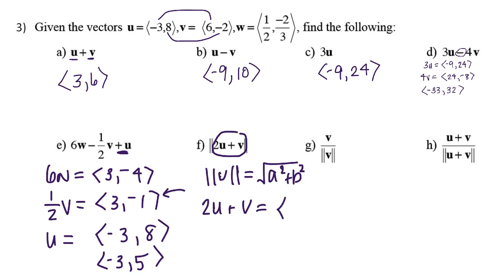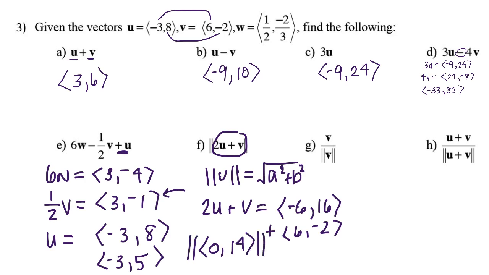Well, let's see, 2u, so that's going to give me -6, 16. And then I need to add v to that. So vector v is going to be, let's see, 6, -2. And so, goodness, if we add those together, it looks like we're going to get the vector 0, 14. And now I need the magnitude of that vector.